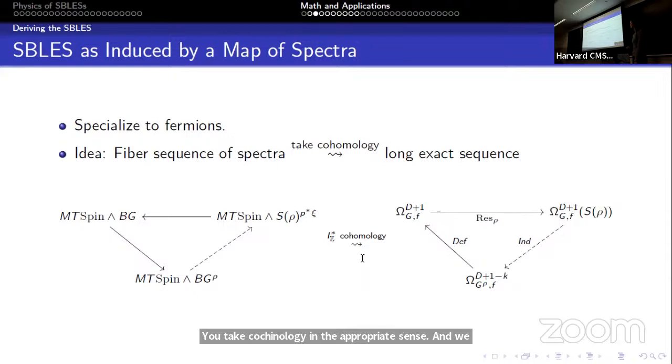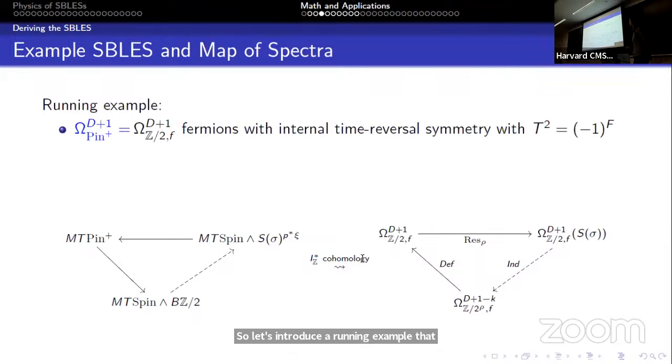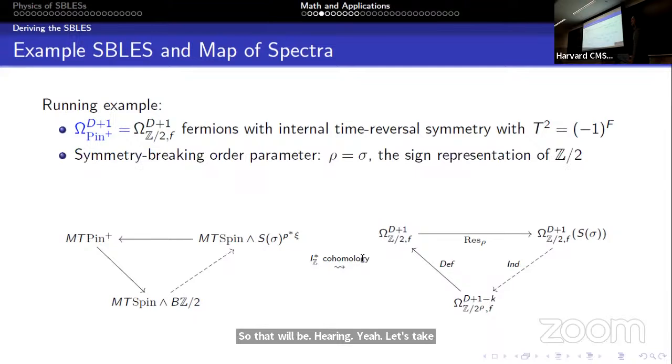So let's introduce a running example that Leon already talked about a bit. Let's start with theories with pin plus symmetry. This corresponds to fermions with an internal time reversal symmetry that squares to fermion parity. So that will be appearing here. Let's take our symmetry breaking order parameter to be the sign representation, which we also saw earlier. The sign representation of Z2.